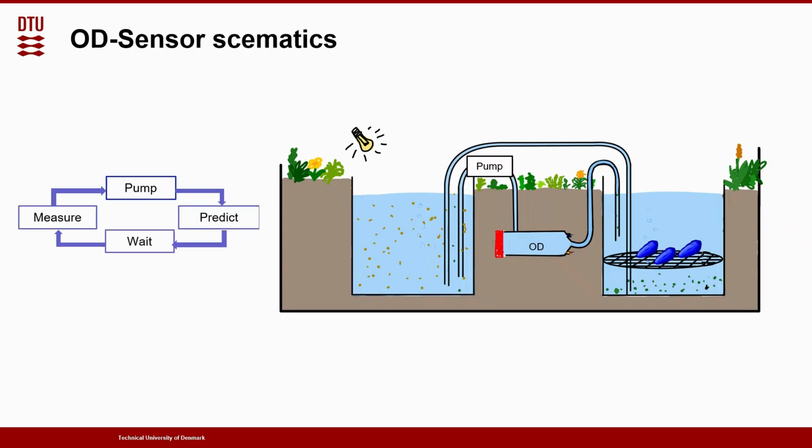This is a schematic of how our algae feeding system works. It basically works by first pumping water into our OD sensor. Then we wait for the water in the OD sensor to stabilize. And while we wait, we run a mathematical model that predicts how much the mussels are going to eat in the next 5 minutes. Then we measure the concentration of the algae water in our OD sensor. And we combine that with the prediction to pump just the right amount of algae water into our mussel tank.